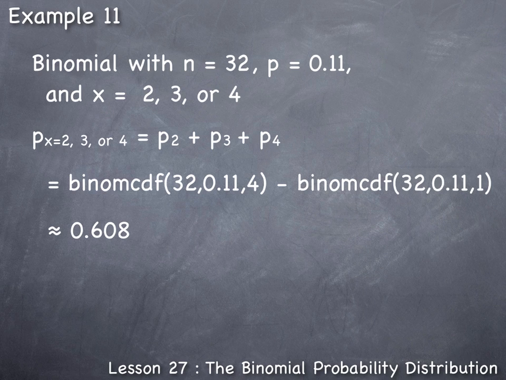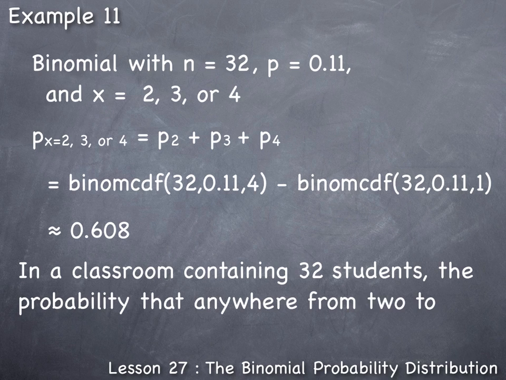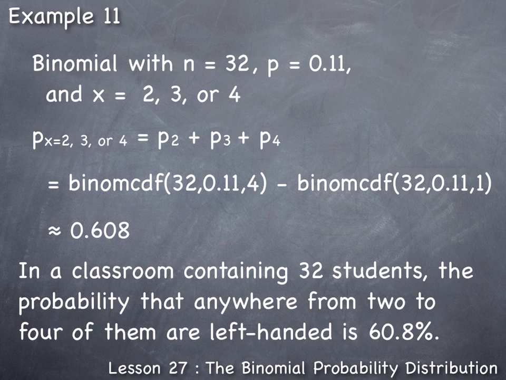Thus, in a classroom containing 32 students, the probability that anywhere from 2 to 4 of them are left-handed is 60.8%. Thus, if someone was to go into a classroom containing 32 students and predict that there's anywhere from 2 to 4 of them that are left-handed, they would have a 60.8% chance of being correct.